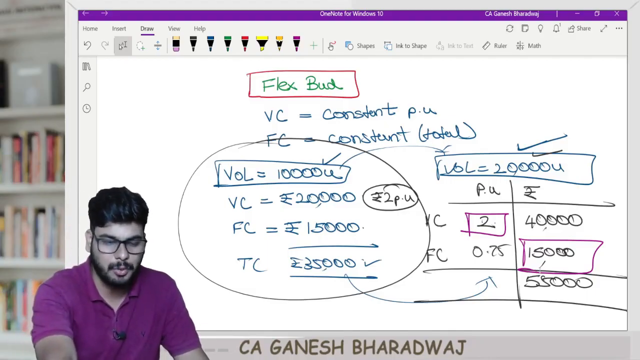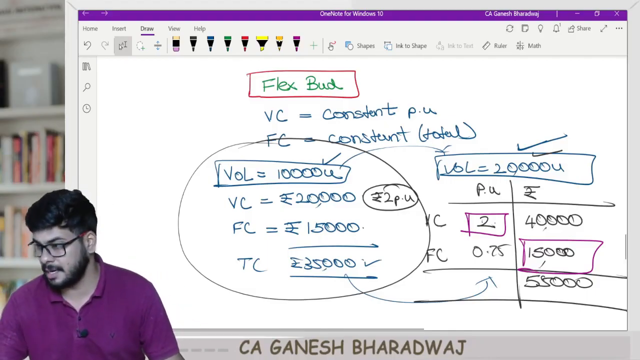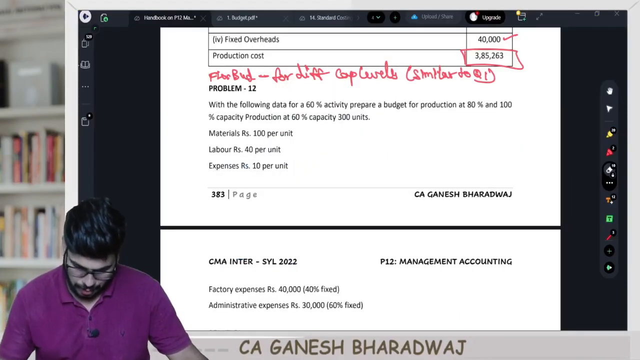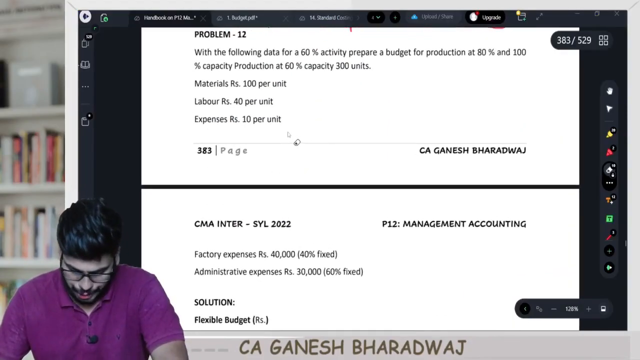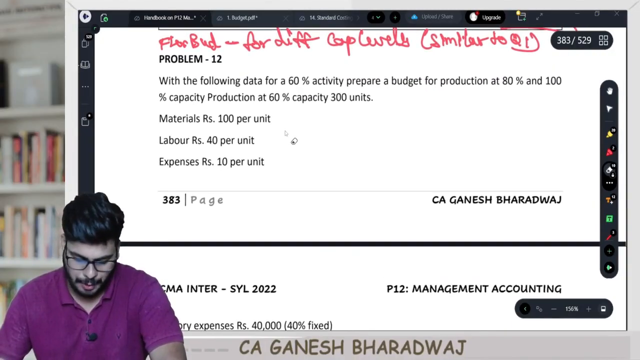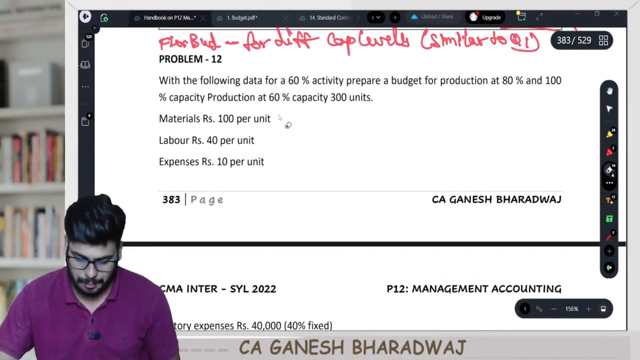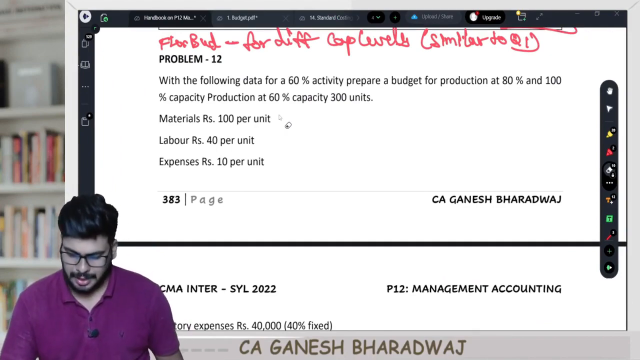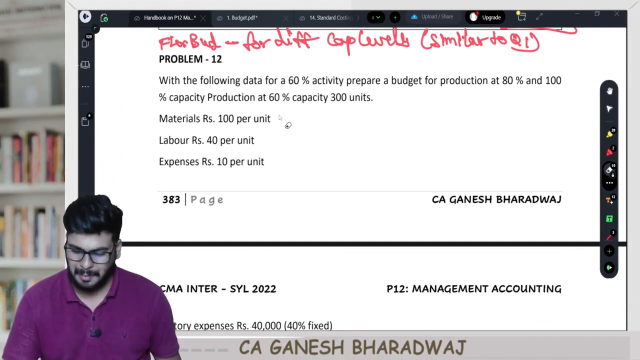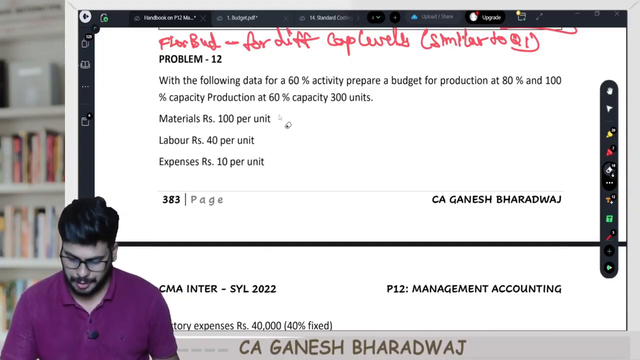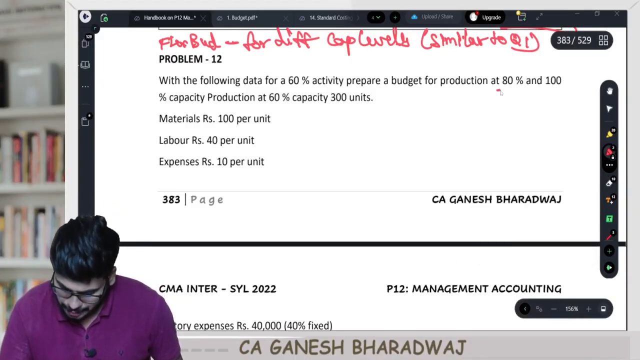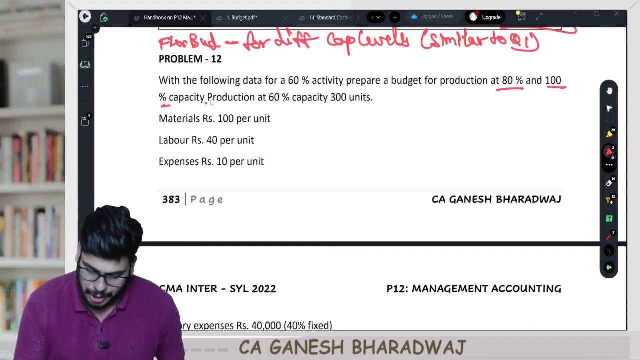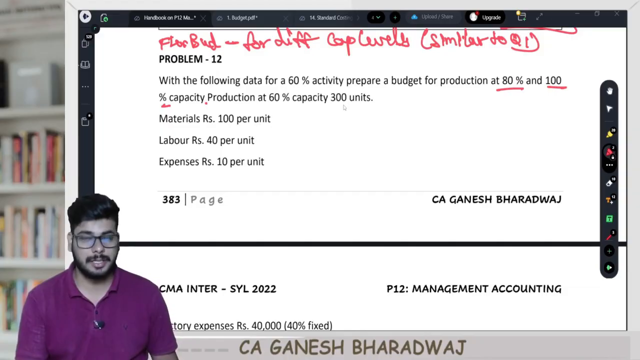So now we will be doing one numerical problem in this regard also. We'll do this question. It's actually problem number 12 of our regular batch handbook. With the following data for a 60% activity level, prepare a budget for production at 80% and 100% capacity. The production at 60% capacity is 300 units.